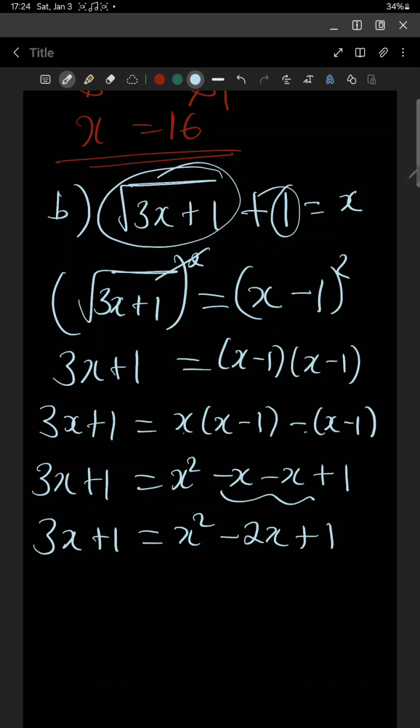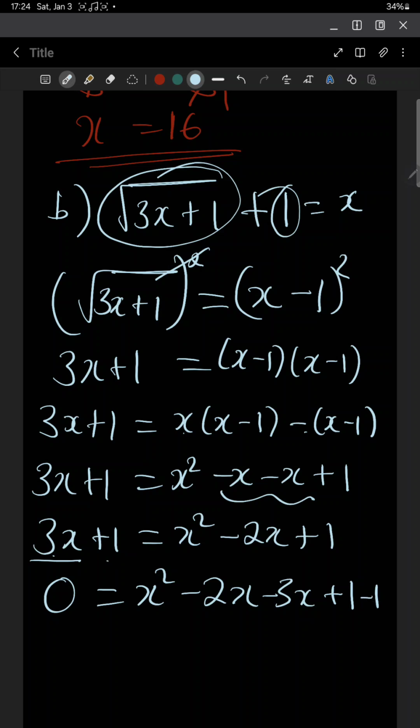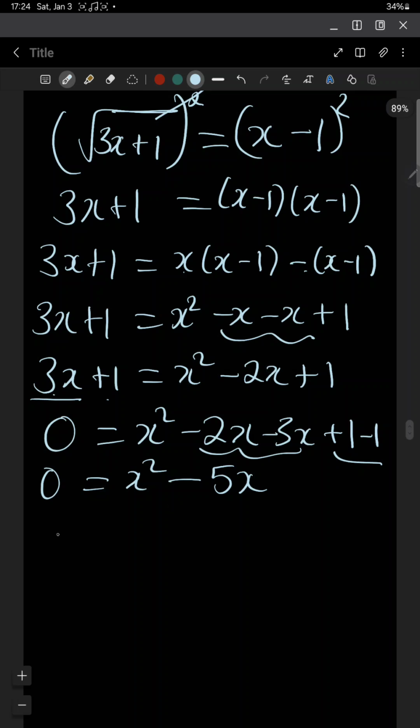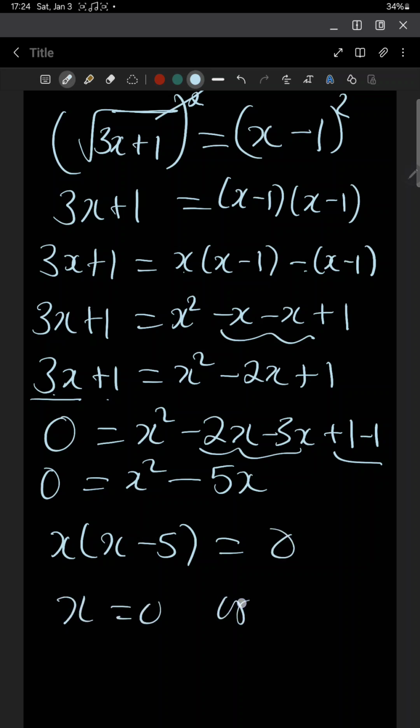When you reach there, collect the like terms. So you can say 0 is equal to x squared minus 2x, and the additive inverse of 3x is negative 3x, and of 1 is minus 1. So 0 is equal to x squared minus 5x. After that, we factor out x: x times x minus 5 equals 0, which gives x equal to 0 or x equal to 5. So this is our final answer.